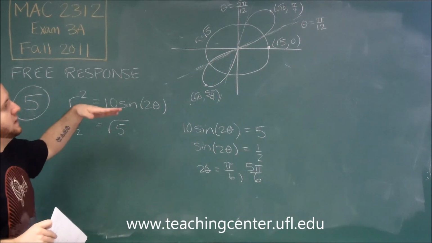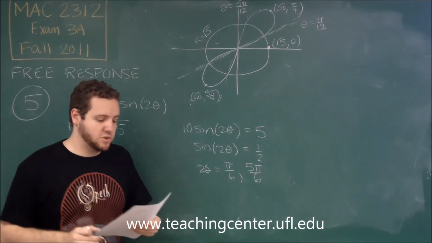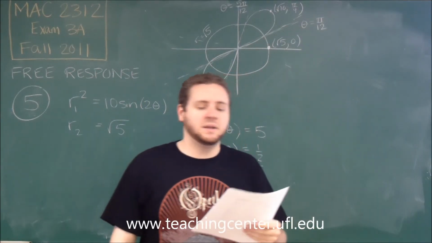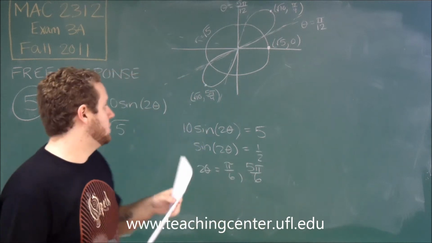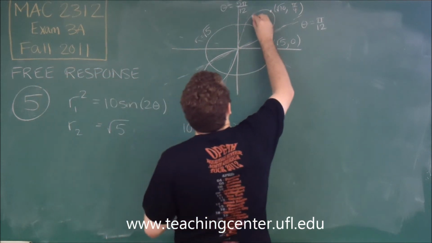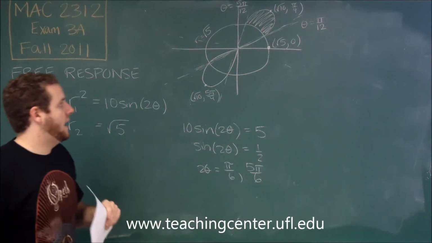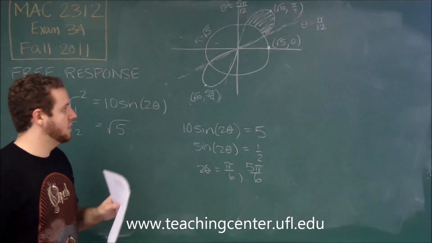So those are our two lines of intersection and the two special points that they wanted us to graph. So the second part, the last part here, is find the area in the first quadrant which lies inside of R1 and outside of R2. So we're looking for this area right here. Outside of the circle, but inside of the limaçon, and first quadrant only.